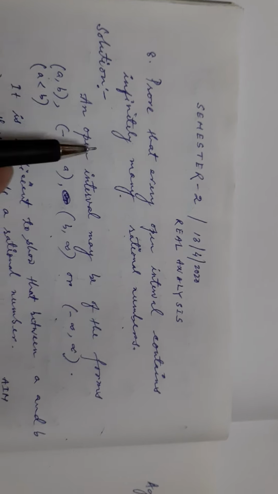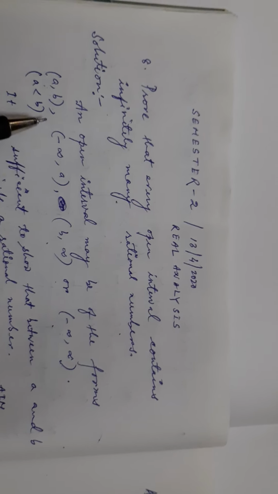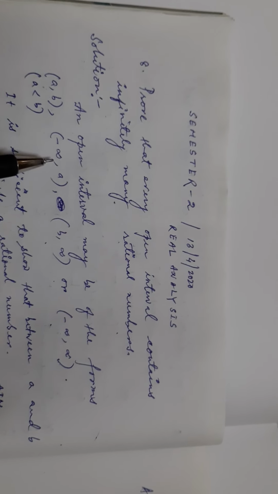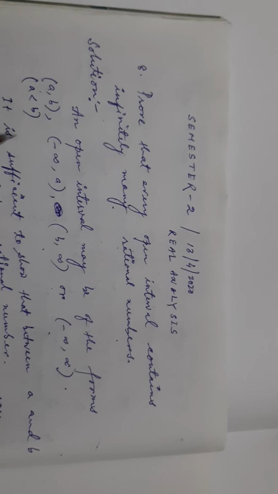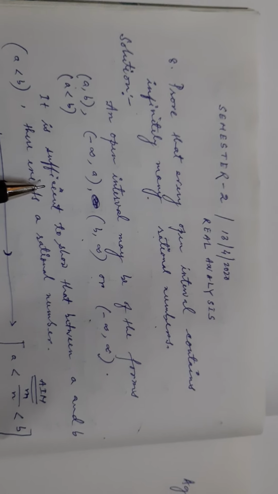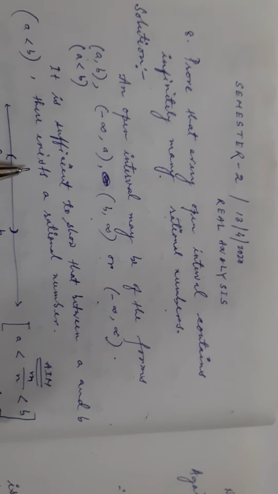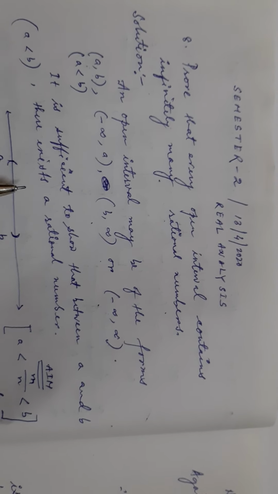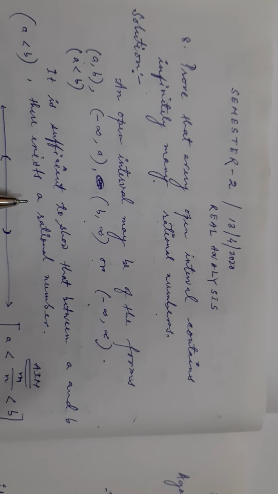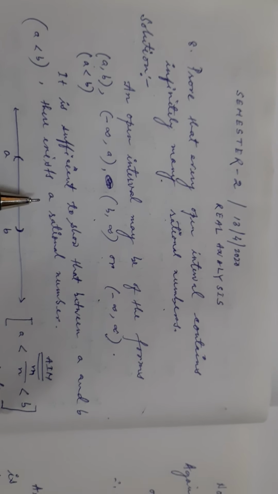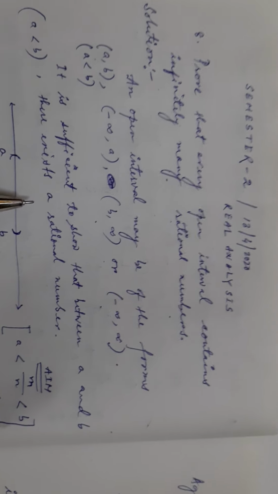If we can show the result for this open interval, then for the others it will be done easily, because these three open intervals contain intervals of this type. Now it will be sufficient to show that between a and b there exists a rational number, and we use the density property of rational numbers, that is, between two rational numbers there exist infinitely many rational numbers. Otherwise we will show the rest of the part independently.